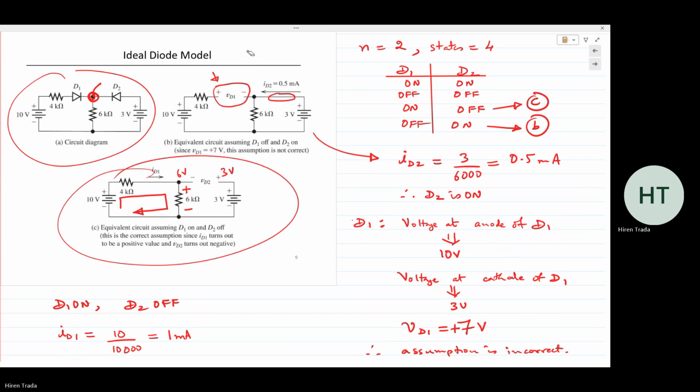Okay. So do the steps make sense? Always make an assumption first, analyze, and then verify your assumptions. If it's on, the current must be positive. If it's off, the voltage must be negative. Those are the two primary criteria for each state.